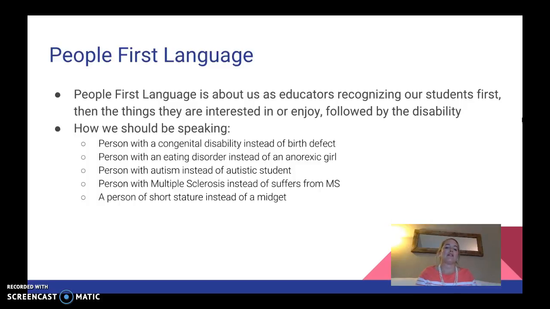So even though I put the disability before or after the person, really the way that we term that, instead of saying a congenital disability, saying birth defect, it actually has much more of a negative connotation. Some other examples might be a person with autism instead of an autistic student, a person with multiple sclerosis instead of suffers from multiple sclerosis. Again, the big key here is understanding how just a slight change in language can impact the way that somebody that we're interacting with sees what we're talking about.